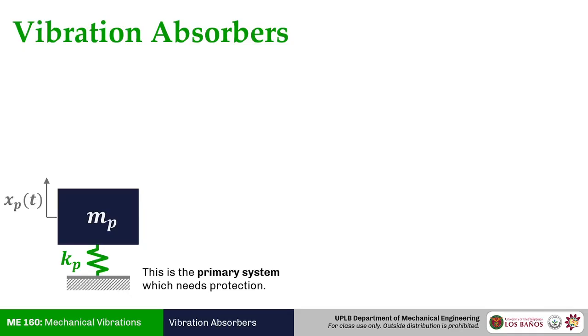And we label all of its properties with the subscript P for primary. So you have a primary mass M_P, you have a stiffness K_P. And this system has its own natural frequency, which we will label as omega_p in this case. So this is the natural frequency. We just drop the n so that we can label things faster.